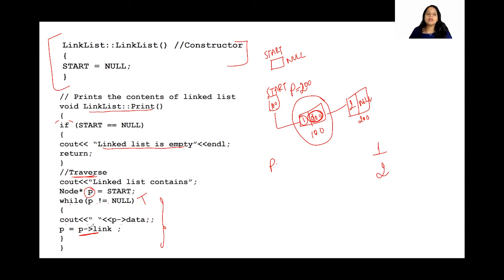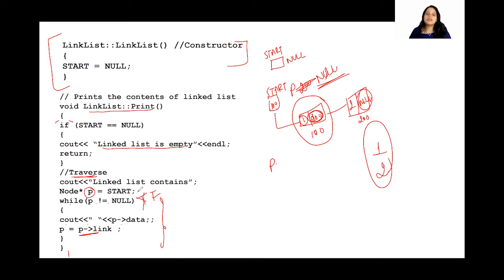Again, I'm saying P is equal to P link. So P link is what? Null. So this is going to become null, right? So now this is null. I'm going to come back again. I'm going to say P is not equal to null. But is it not equal to null? It is equal to null, isn't it? So this is going to become false. We are going to come out. So we have printed the contents of our linked list.